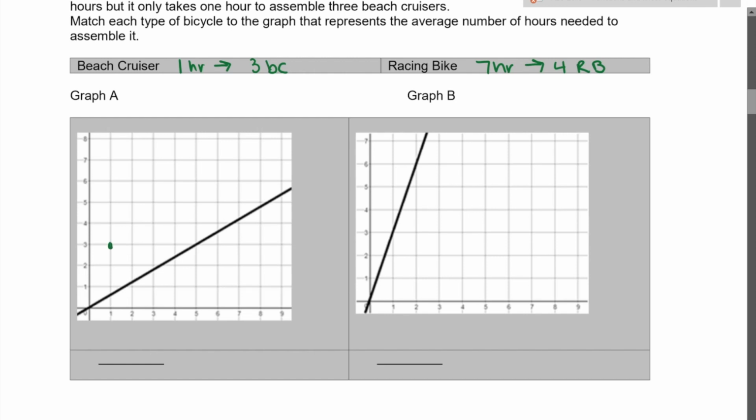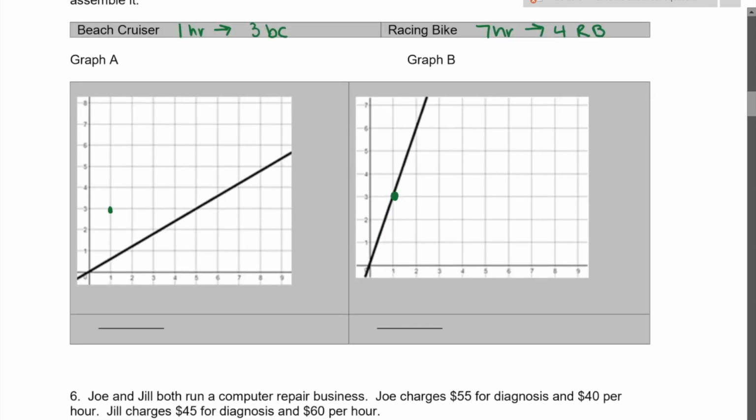That's not a point on this graph. What about here, 1 and 3? Well, yeah, it matches this graph right here. So my beach cruiser is graph B. So beach cruiser. And therefore my racing bike, and let's just clarify, 7 and 4, that's a match. So racing bike is right here.